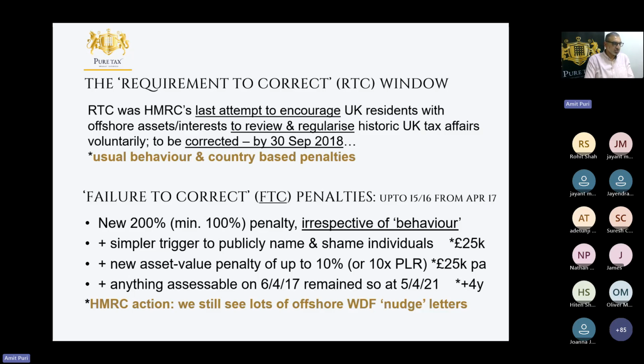So up to the 15-16 tax year, anyone that's got tax to pay will be immediately susceptible to the FTC penalty. It starts at 200% of the tax. And actually, if you do disclosures and the FTC penalties apply, the absolute minimum it can be is 100% of the tax. That's irrespective of the behavior.